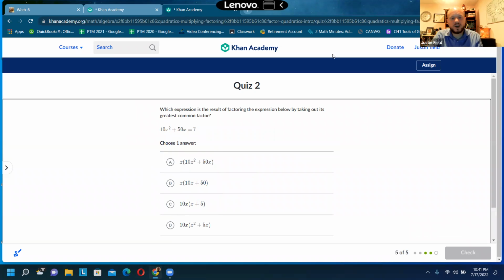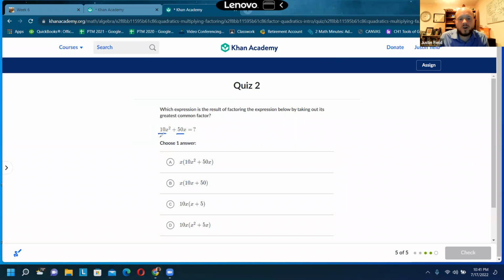Which expression is the result of factoring the expression below by taking out its greatest common factor? So what can I divide these by? This is a good question to ask because you should notice we can divide them both by 10, but there's more. They both have an x, so I can divide them both by 10x. Then they have that x in common, don't they? So then that would make it x plus 5. So I see that is C, isn't it?